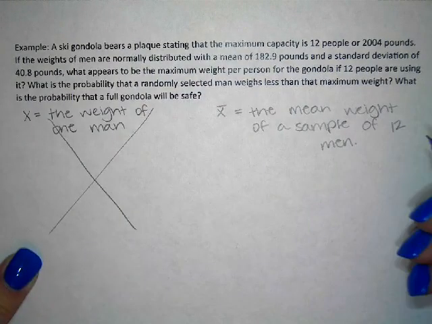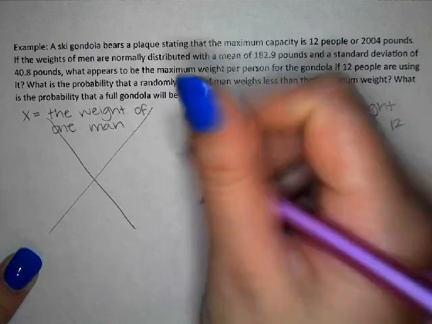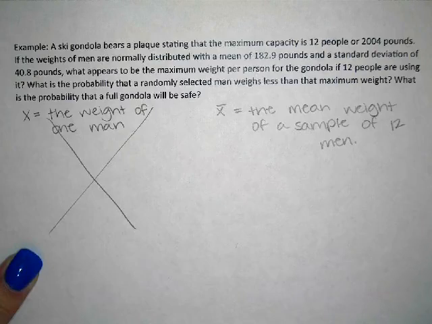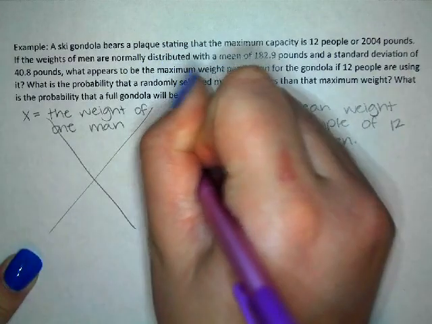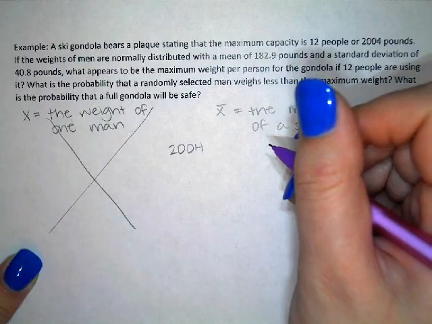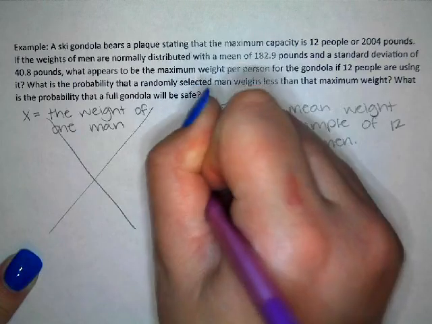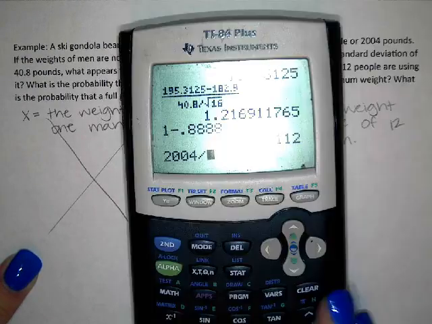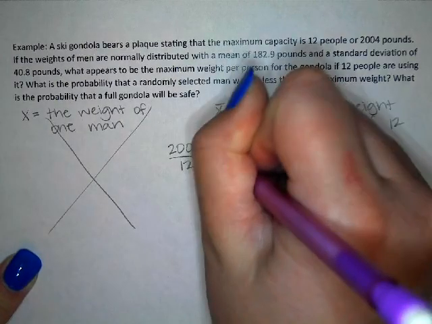So it says what appears to be the maximum weight per person for the gondola if 12 people are using it. They didn't ask that question in the last problem, but they could have. They could have said if the elevator allows 3,125 pounds for a group and there's 16 people, what's the maximum weight per person? So here we just need to figure out what the average weight per person really should be if our maximum weight that the ski gondola is going to allow is 2,004 pounds. So 167 pounds is the maximum average we should have per person for this ride to be safe for 12 people to get up to go down the slopes.